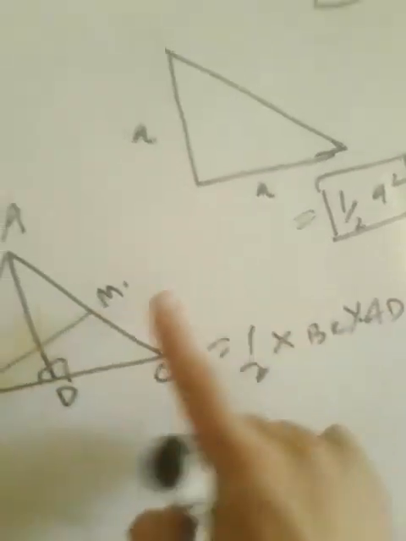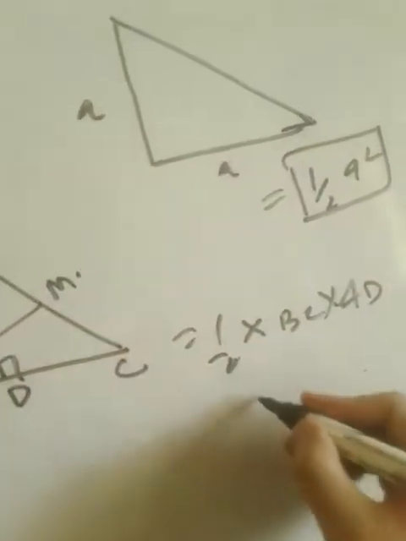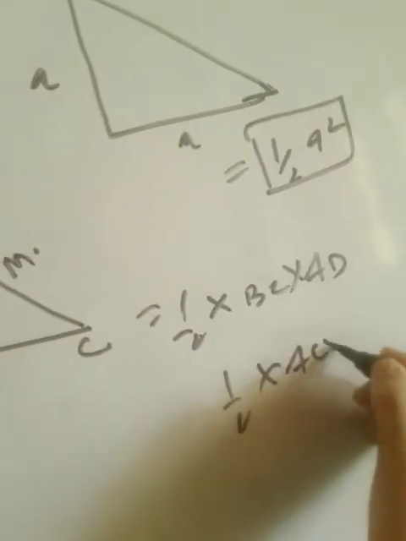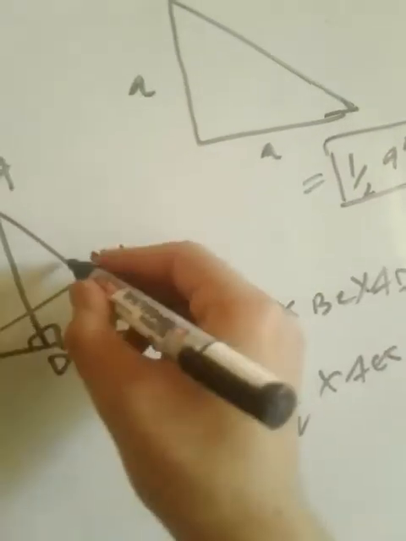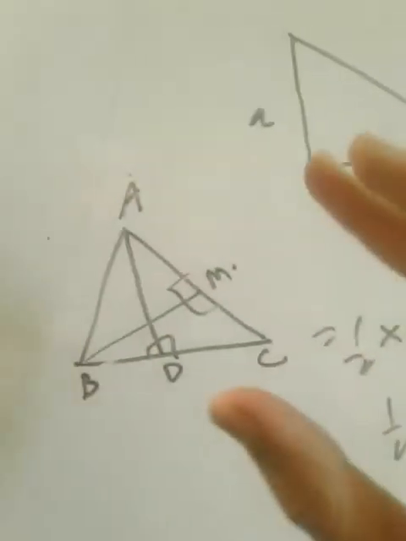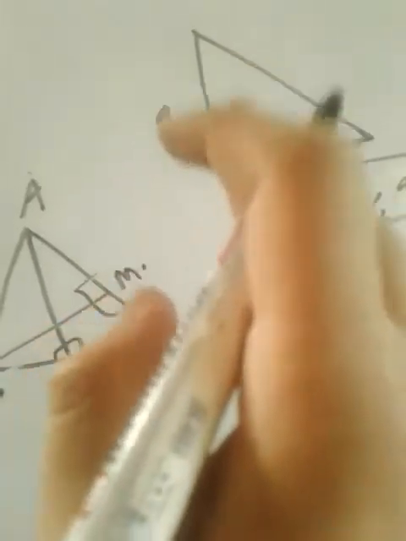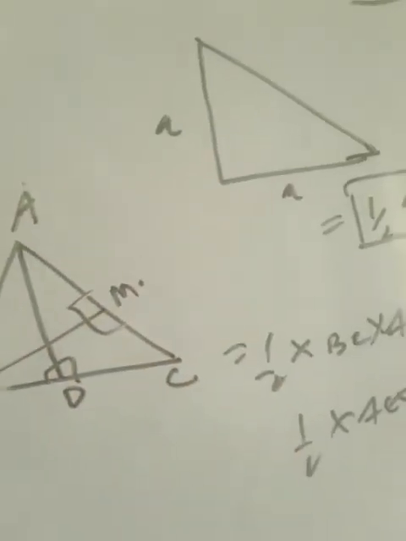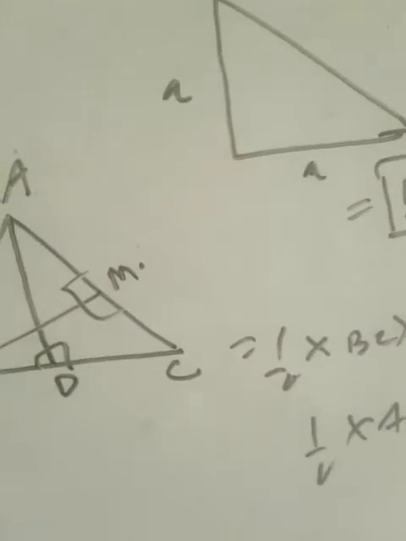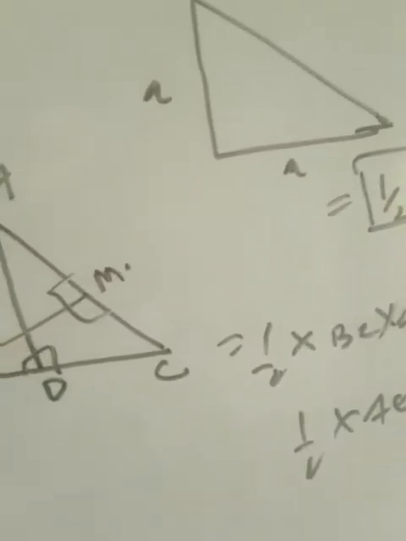You could also take the base AC, so it is 1 by 2 AC, and in this case you have to take the altitude as BM. So we say the area of a triangle equals 1 by 2 base into corresponding altitude. These are the basics. Some of you know it very well, and you have already learned it in your previous classes.